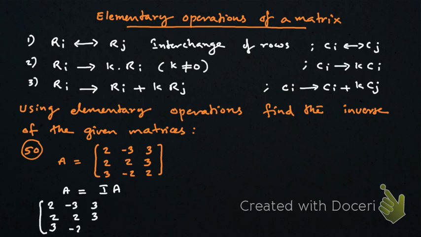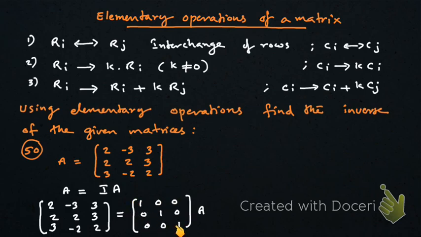So how would it look? On the left side, I'm copying my A matrix. On the right side, I need to write my identity matrix of order 3, which is 1 0 0, 0 1 0, 0 0 1, into the right-hand side A matrix. I'm keeping it as A itself. I don't replace it by its value.